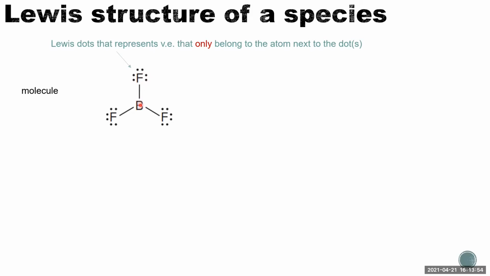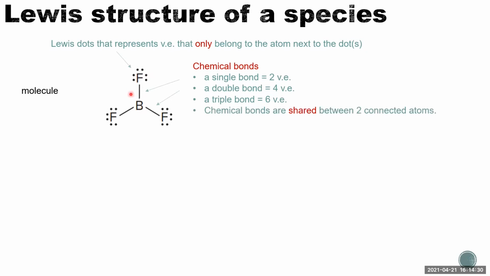And between fluorine and boron, there are sticks. These refer to the chemical bonds. If we have a single line, it refers to a single bond, equivalent to 2 valence electrons. If we have a double line, it's a double bond, corresponding to 4 valence electrons. And if we have 3 lines between 2 atoms, it's a triple bond, corresponding to 6 valence electrons. All of these chemical bonds that connect 2 atoms refer to valence electrons shared between these 2 bonded atoms.